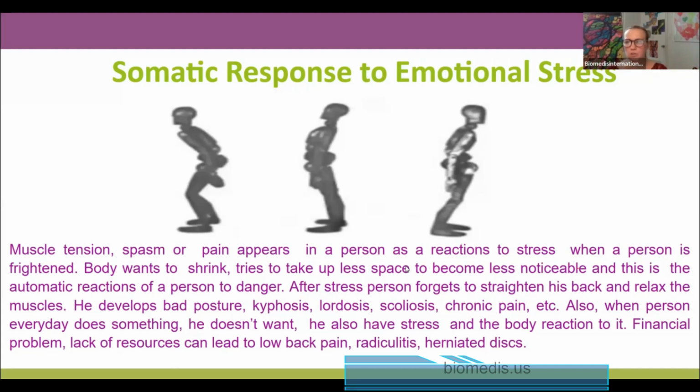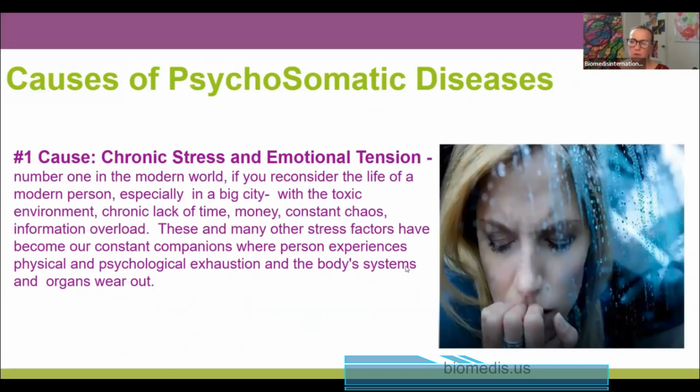But in time, if the person has stress again, it all goes back. A few causes of psychosomatic diseases, and cause number one is chronic stress and emotional tension. It's number one in the modern world. If you reconsider life, especially in the modern city, with the toxic environment, chronic lack of time, money, constant chaos, and foreign information overload.